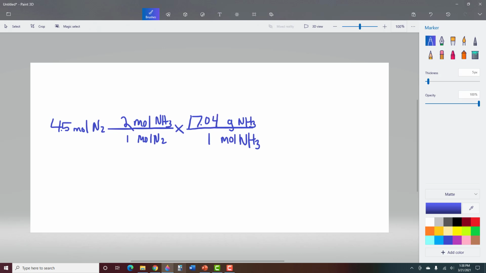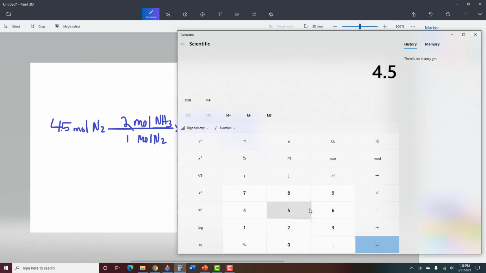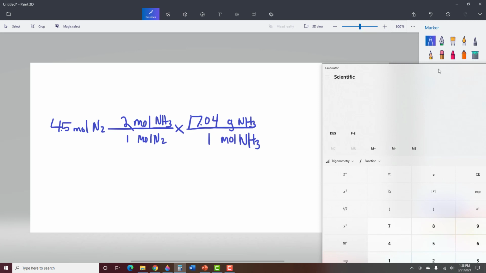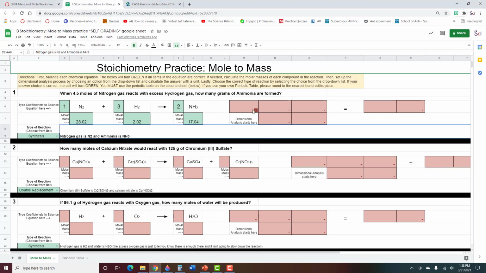Then I solve. I take my calculator, put in my 4.5, multiply by the top, 2, and then divide by the bottom, but it's a 1, so it's going to stay the same, it's going to stay 9. And then the next thing is multiply by 17.04 and divide by 1, but that's going to give you the same answer. So I have 153.36. Let's go to the worksheet and put this in.